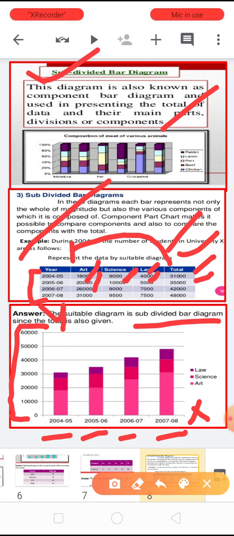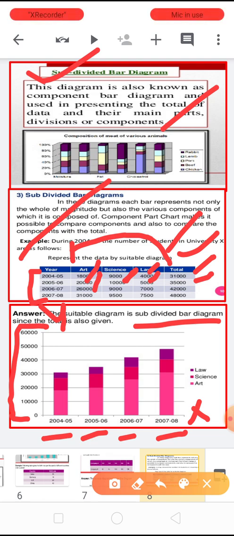Now as I just said, the total maximum number of students studying is 48,000. So we have taken a scale that 1 centimeter is equal to 10,000 students on the x-axis. Sorry, 1 centimeter is equal to 1 financial year on the x-axis, and 1 centimeter is equal to 10,000 students on the y-axis. This is the scale that we have taken.